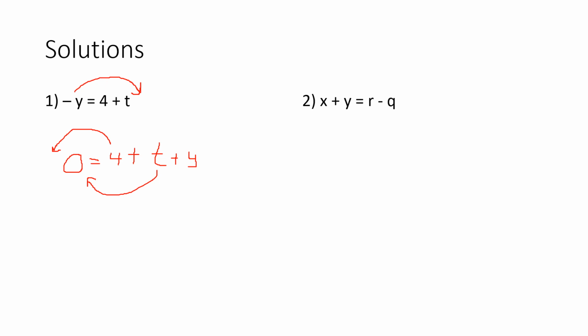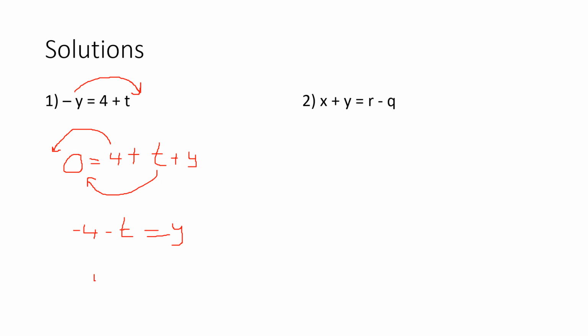Again, you're just looking to see if we have the same thing. Notice that the 4 is positive, so when the 4 ends up on the other side, it has to be negative. Likewise, the t is positive here, so when I send the t on the other side, the t has to be negative. So then we know that minus 4, minus t, is equal to y. And that is our answer.